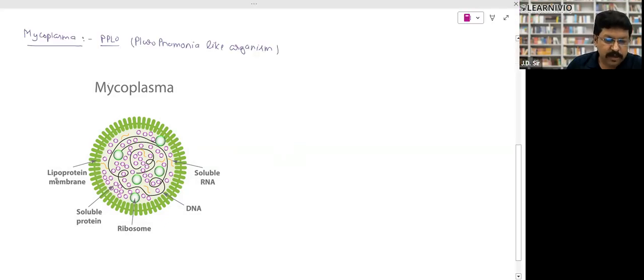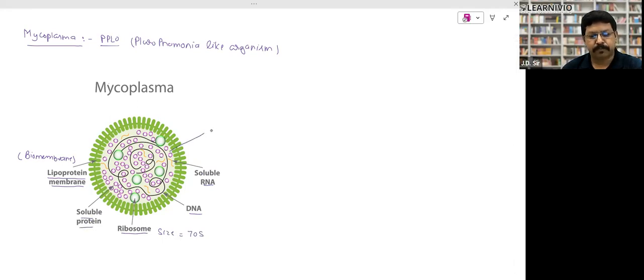So look, they have a lipoprotein membrane. They are surrounded by a single membrane. Lipoprotein membrane means they are surrounded by the biomembrane or plasma membrane. They have some soluble RNA, so RNA is present there. They have some DNA. Ribosome is found. Ribosome size is the same as bacteria. The size of the ribosome is also 70S here, and there is some soluble protein, right? And inside there is protoplasm.